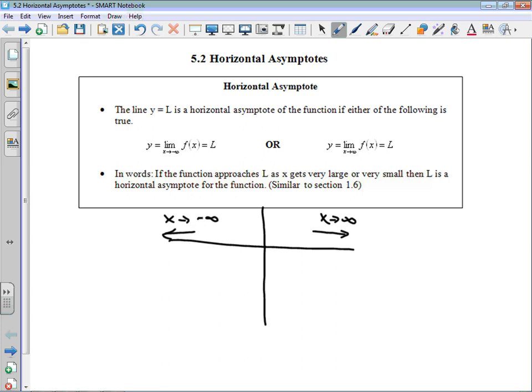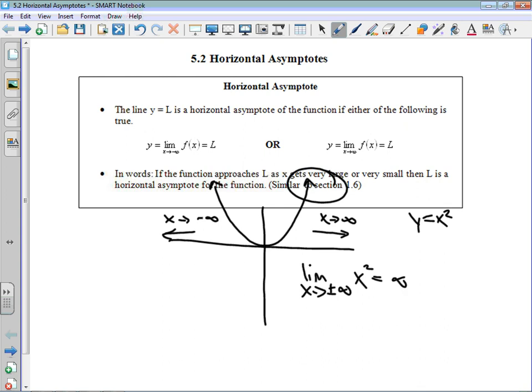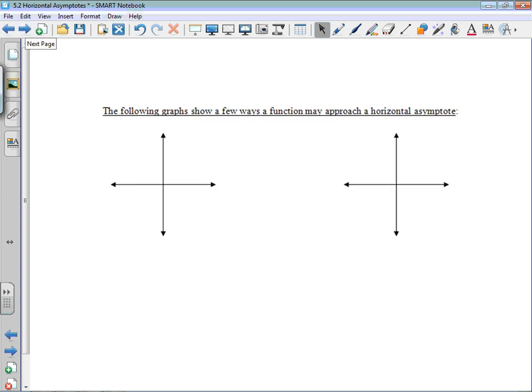Now, it's very important that not all graphs have horizontal asymptotes. If we draw the graph of y equals x squared, just for example, that's the parabola that opens up, this function does not approach a value as x becomes large. In fact, if we took the limit as x approaches, and it's actually positive or negative infinity of x squared, we get positive infinity. And that's all about the end behavior of this graph, which is the terminology we used in 30-1. There are plenty of different ways of approaching a horizontal asymptote.